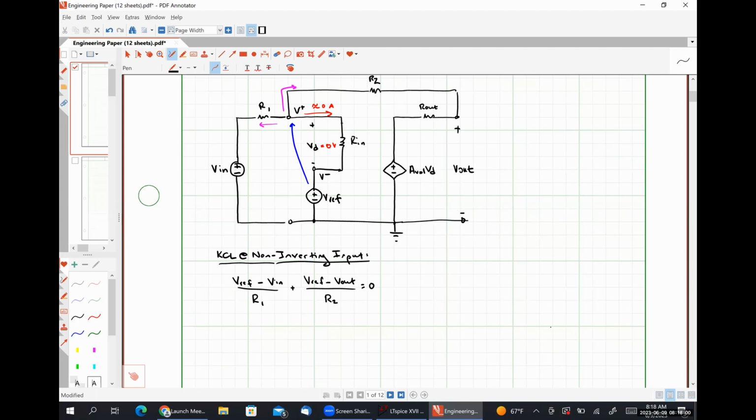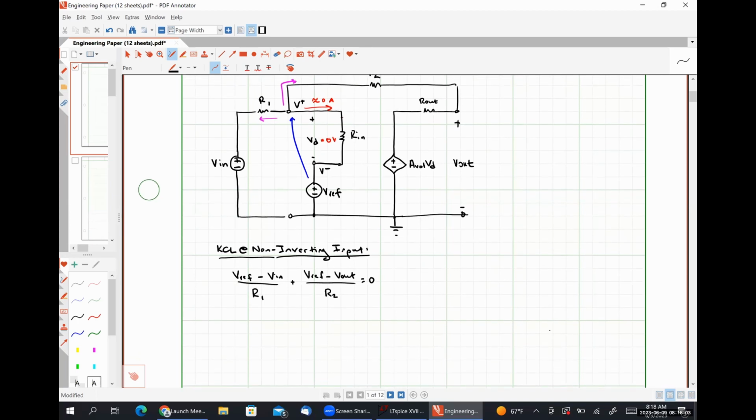Now I'm just going to do some simple manipulation here. I'm going to leave all of my Vref terms on the left-hand side, and I'm going to move my Vn and Vout terms to the right-hand side. So with my Vref terms on the left-hand side, what I could simplify this to be would be Vref times 1 over R1 plus 1 over R2 will be equal to Vn over R1 plus Vout over R2.